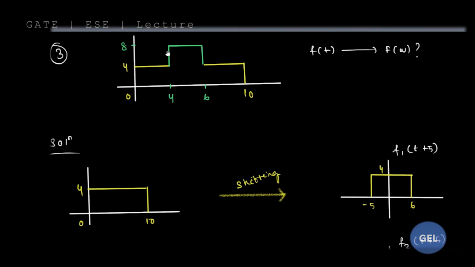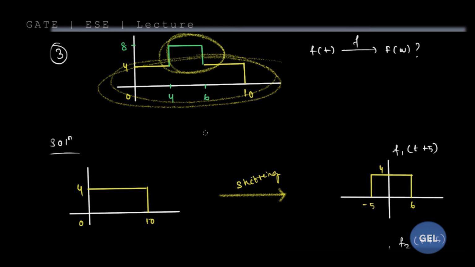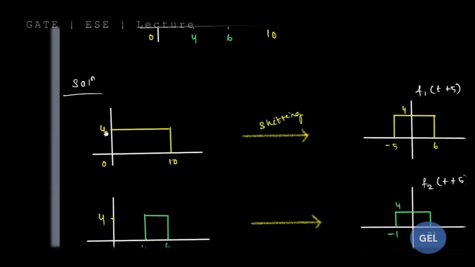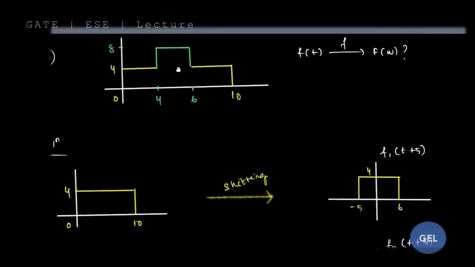I just drew it in a different color so that you can have very good clarity. It is saying that this is f of t. Now find the f of omega. Find the Fourier transform of this f of t. Now in order to solve this question, I divided these two graphs. This graph, and this graph. I have just divided these two graphs into two different ways. First is 4 to 10, this graph, and another graph is in this format.